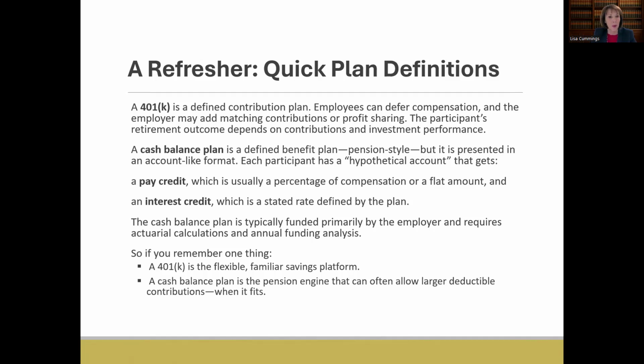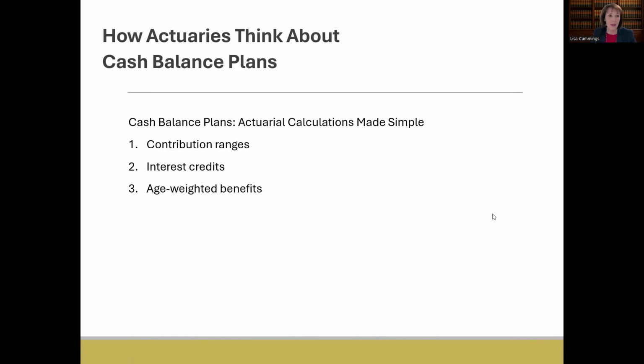So if you remember one thing, remember a 401k plan is the flexible, familiar savings platform, whereas a cash balance plan is the pension engine that can often allow larger deductible contributions when the underlying demographics of that particular organization fit. So first, let's talk a little bit about how actuaries think about cash balance plans.